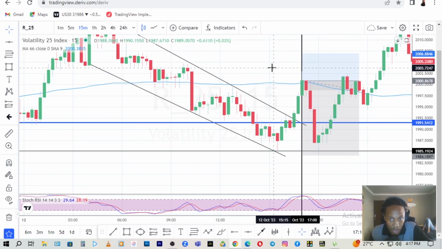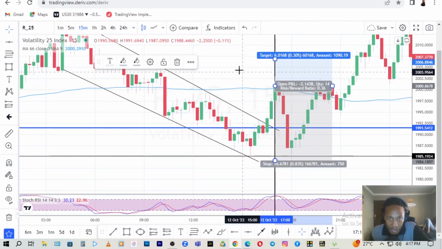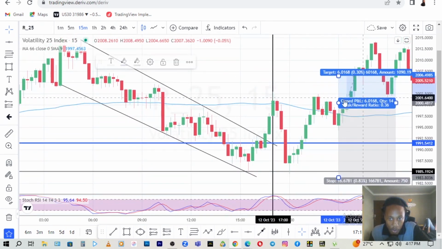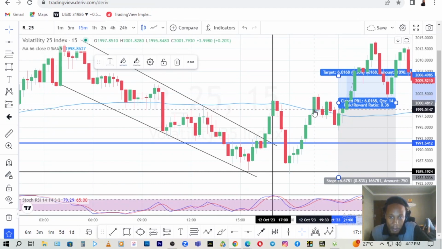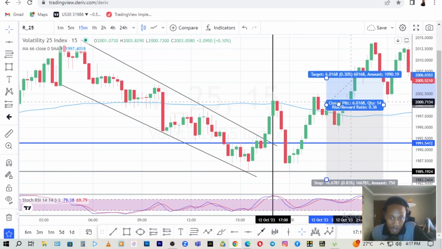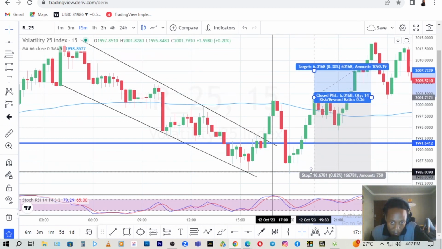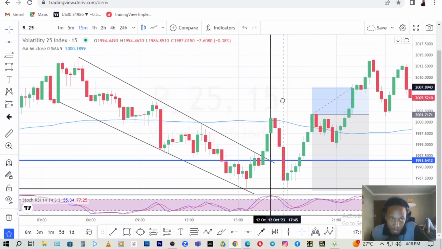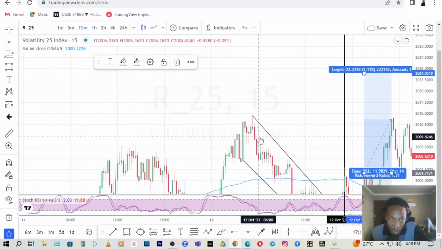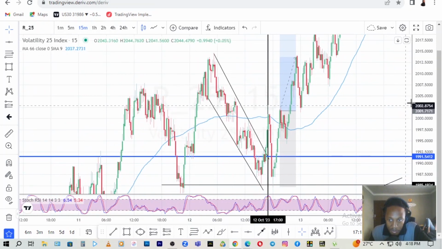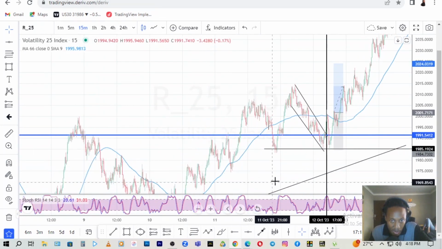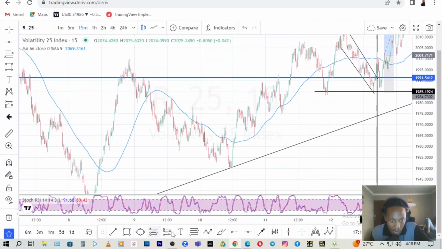But overall, I prefer this type of entries, whereby almost 50% of the candle crossed my moving average. So overall you can see that over here 70% of my candle crossed over the moving average. So I'd enter here, then I'd put my SL here, then I'd target my Fibonacci level. Let me just see which level I'm supposed to target.